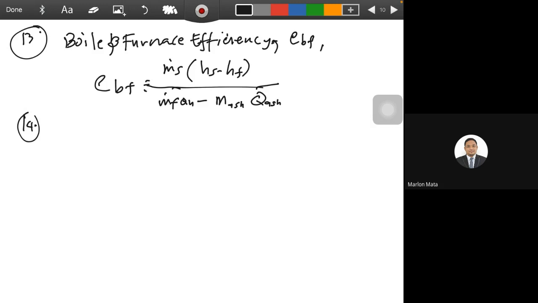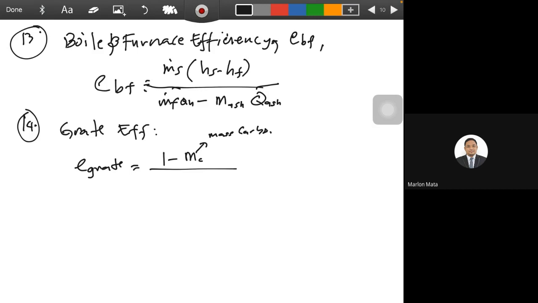So we have number 14, which is the grade efficiency. Here in grade efficiency, it now considers the carbon deposits during the combustion process. So this is 1 minus mass of carbon times Q of carbon, the heat content of the carbon, divided by the heat of carbon per kilogram. Okay, so kilogram carbon, of course.